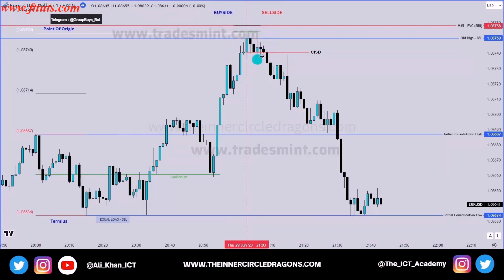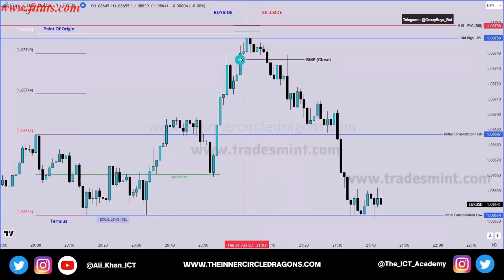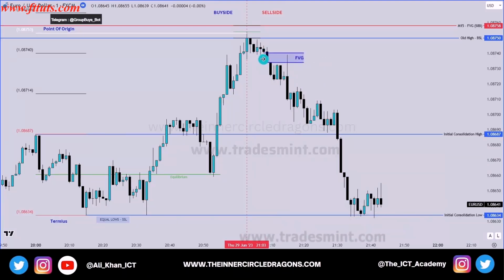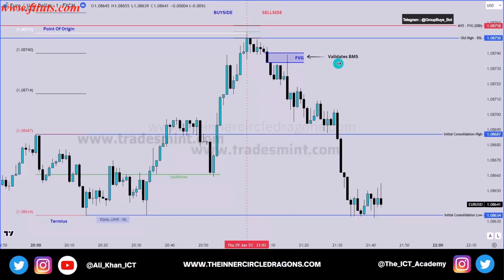Now you would see this more noticeably on a lower time frame. The change in state of delivery happened when we ran through it here with the displacement below the opening price of this up close candle. We broke below this low with a down close, leaving the fair value gap in the form of this sell side imbalance, buy side inefficiency. Since we broke market structure with a down close and we had displacement in the form of this sell side imbalance, this validates the break in market structure.